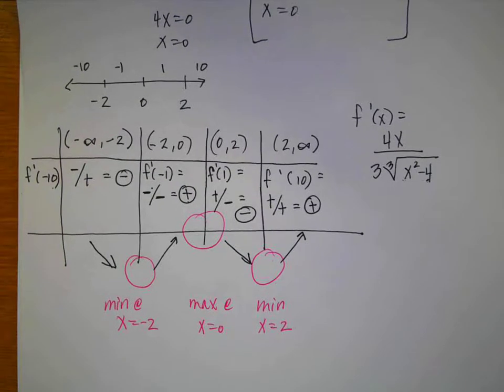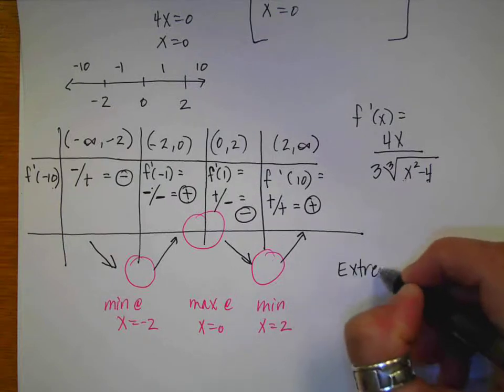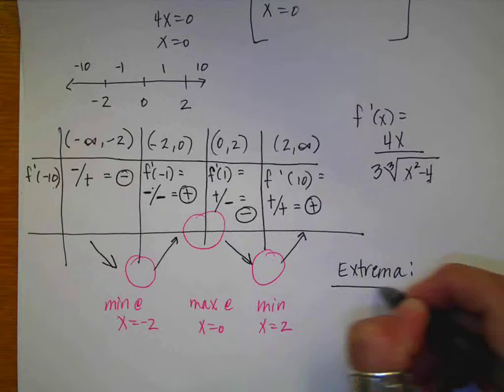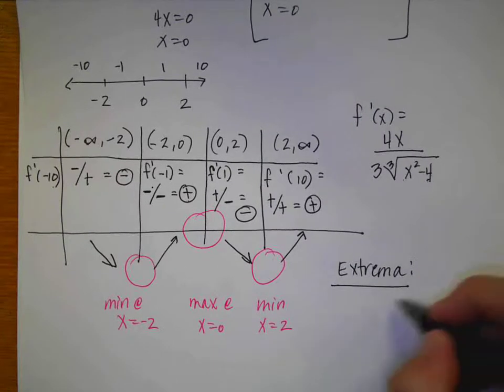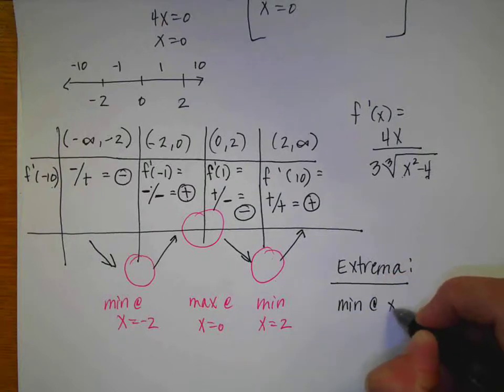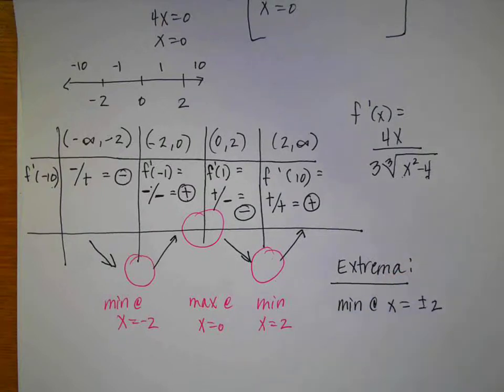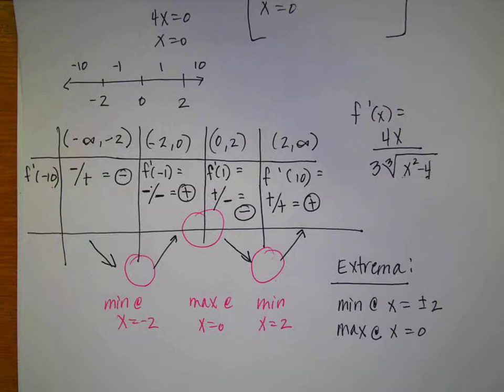Alrighty? So I know if I was to report extrema, I've actually solved the problem. So I would say, here's my extrema. I do want to keep going a little bit just to talk about sketching curves. All right, so for my extrema, I can say that I have a minimum at x is equal to plus or minus 2, and I have a maximum at x is equal to 0.